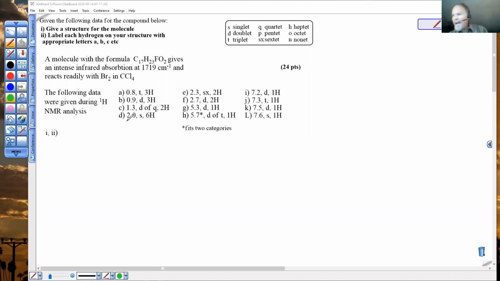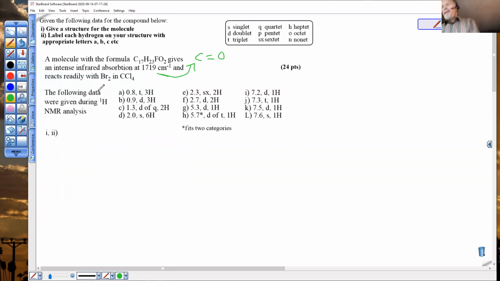So what we have right now is a molecule with the formula C17H23FO2. It gives an intense infrared absorption at 1719 reciprocal centimeters. And that piece of information says but one thing, and this is all we need to know about IR. If I can get my pen to work, it's Monday. There we go. There's a carbonyl present. Carbonyls absorb that frequency of infrared radiation. That's a good piece of information.